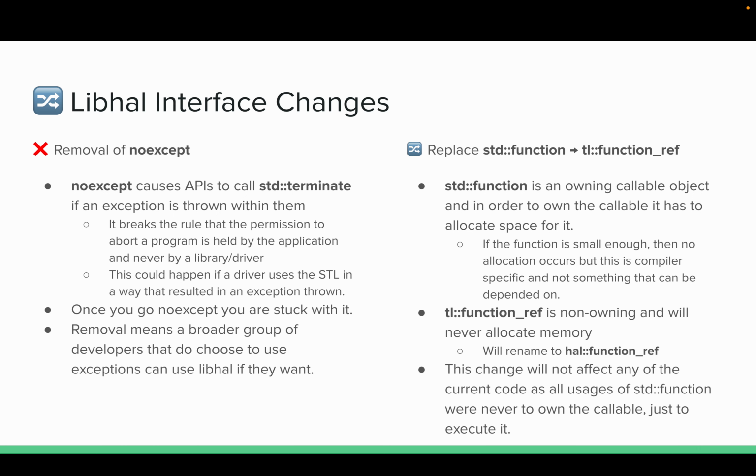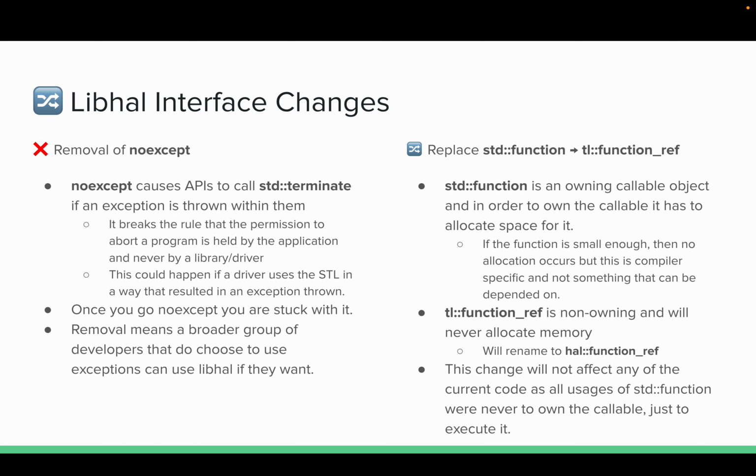So using std function means that for every API that uses std function, we would have to accept that we allocate. And that is kind of unacceptable. We want to make sure that none of our libraries actually allocate. So TL function ref is a non-owning function callable and will never allocate memory.